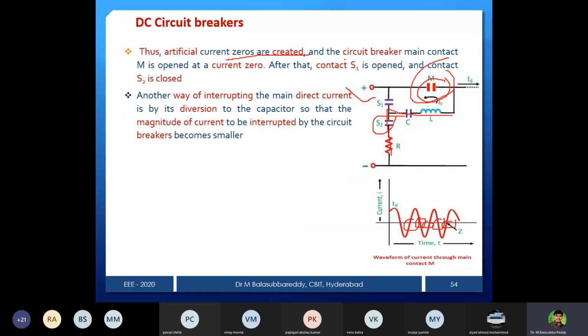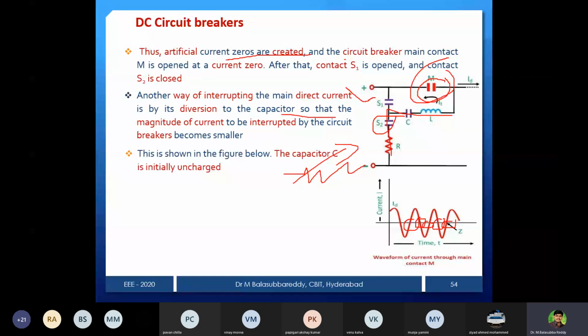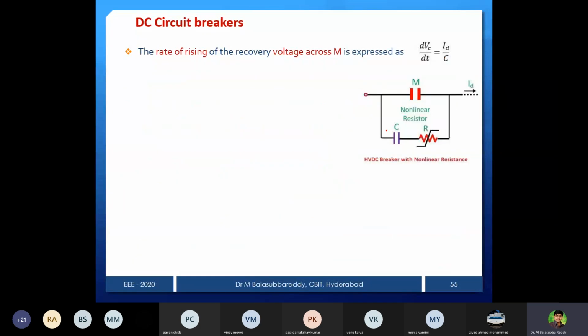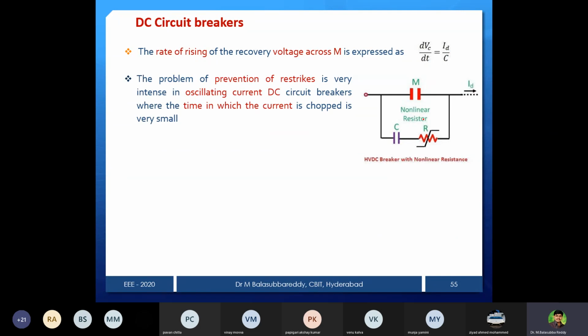Another way of interrupting the main direct current is by diversion to the capacitor. There is also a resistor you can connect. So with diversion to the capacitor, the magnitude of the current to be interrupted by the circuit breaker becomes smaller. I will show the diagram here. You can also minimize that dV by dt using this.